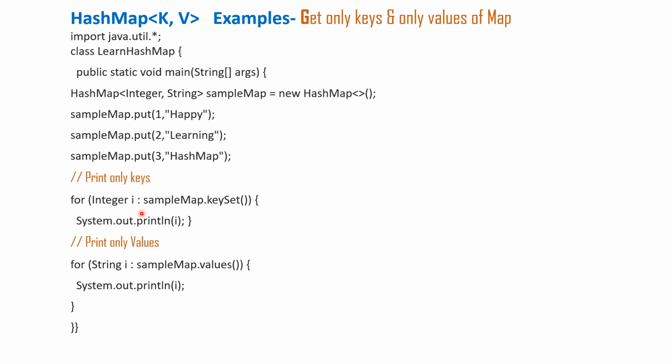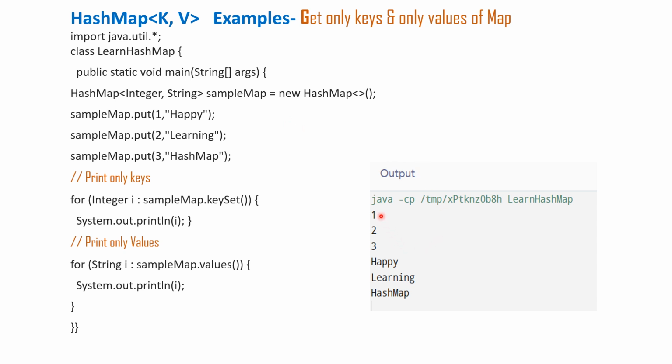What if we want to get only the values of the map? The same for each loop. Here you see the value is the string data type, so we have to take the string data type here, i colon sample map. We have to get only the values here, and the hash map provides us the values method. Like the same here, I'm just printing i. In this case I should get only the values of the hash map, and in the first case only the keys of the hash map. So let's see how the output is.